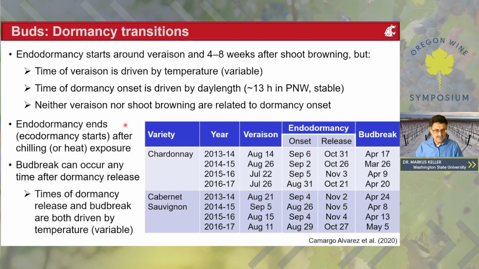Then you have chilling. Chilling accumulation, of course, is a pure temperature effect. That means that the time that endodormancy is lifted, or dormancy is released, as we call it, is also variable, because chilling depends on the temperature history after the onset of dormancy. So we can have a warm fall, it takes longer for chilling to accumulate, or we can have a very cool early fall and chilling happens very quickly. So the release of dormancy varies in terms of time as well.